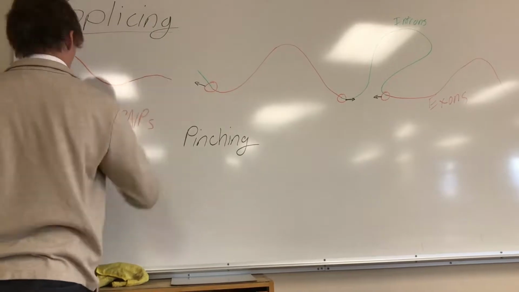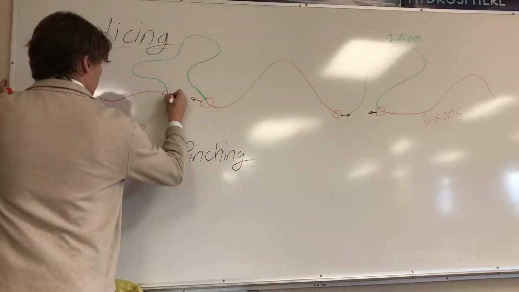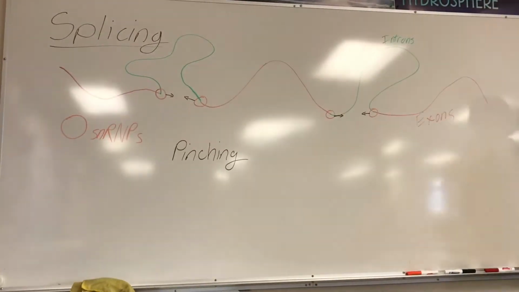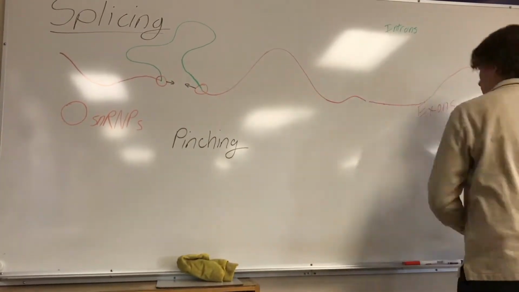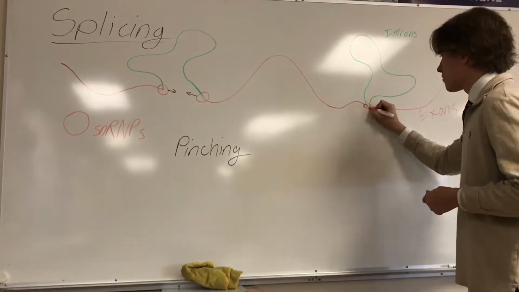The process of pinching is where the SNRPs pinch off the intron and then bring the exon ends and connect them. Once all that is left in one RNA chain is only exons, it is now matured mRNA, or mRNA in general, which stands for messenger RNA.